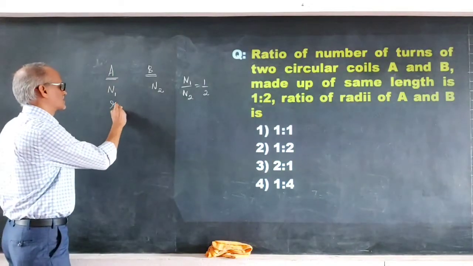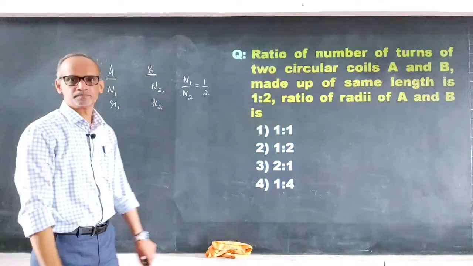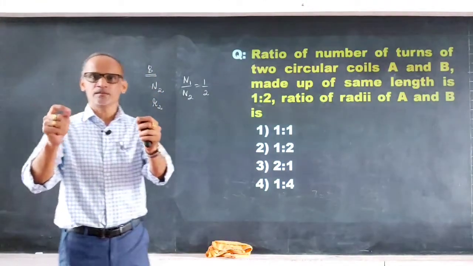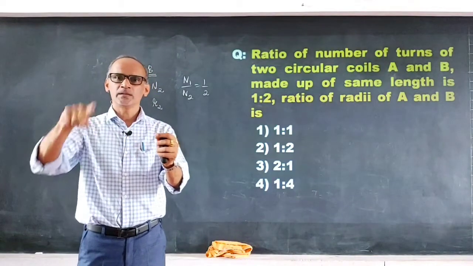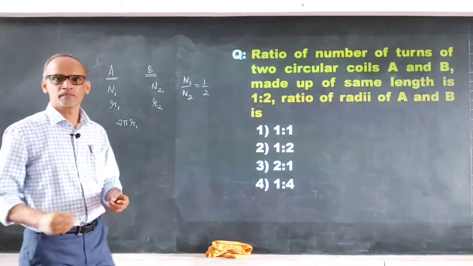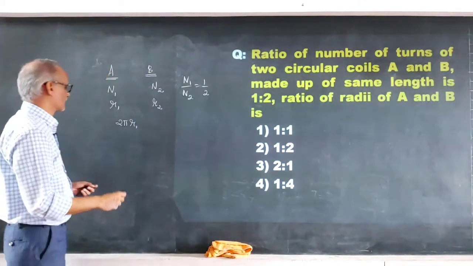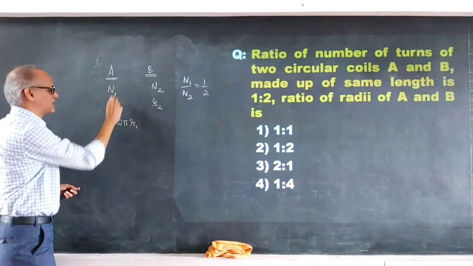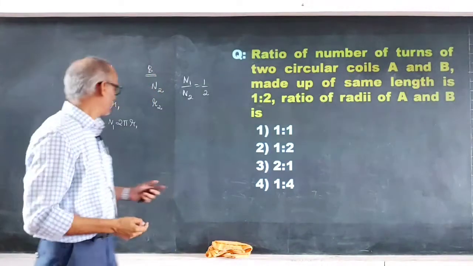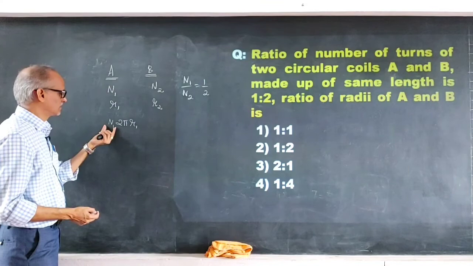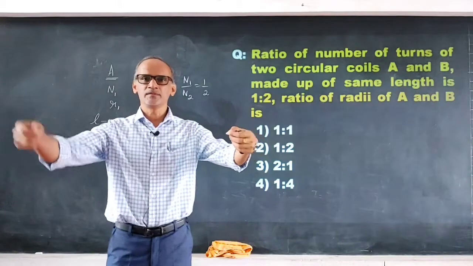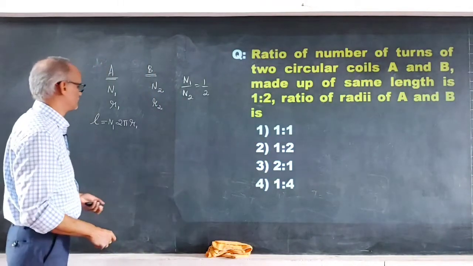Let R1 be the radius of the first coil, let R2 be the radius of the second coil. If R1 is the radius, what is the length of one turn of the circular coil? Length of one turn is 2 pi R1. Correct? That is for one turn. For N1 turns, it's N1 into 2 pi R1. And if you multiply the number of turns with the circumference, you will get the length of the coil, because it is the same length with which we have wound the coil.